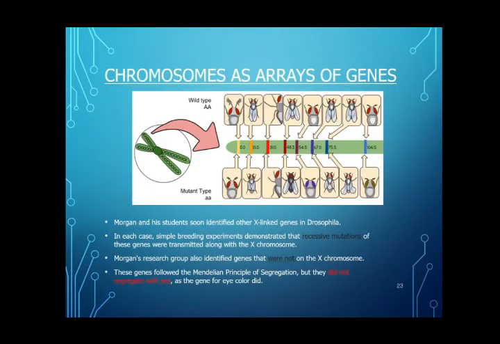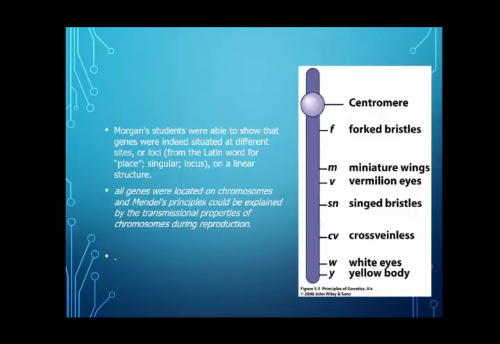Chromosomes as an array of genes. Morgan and his students soon identified other X-linked genes in Drosophila. In each case, simple breeding experiments demonstrated that recessive mutations of these genes were transmitted along the X chromosome. Morgan's research group also identified genes which were not on the X chromosome. These genes followed the Mendelian principle of segregation, but they did not segregate with sex, as the gene for eye color did.